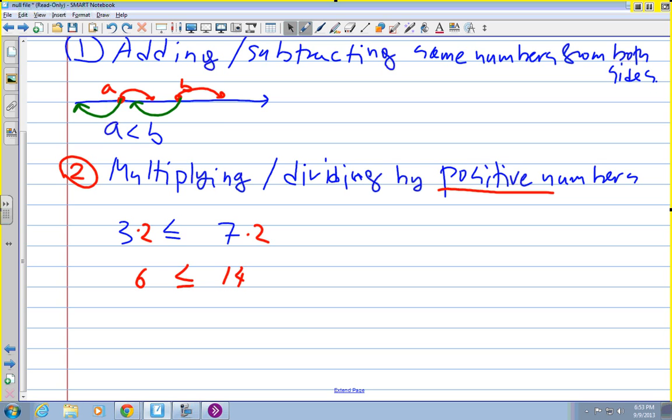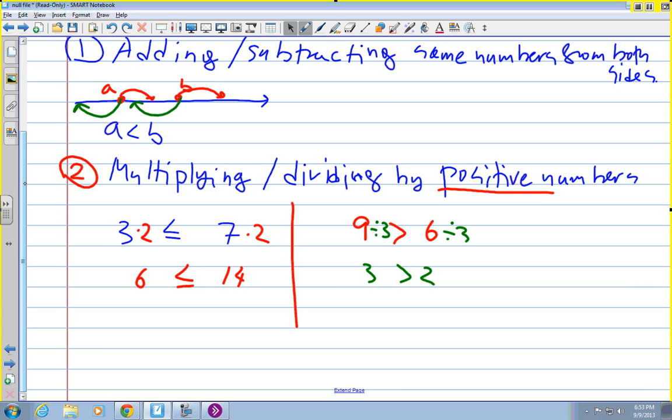Do you agree with that? With the division, kind of the same thing. If I say 9 is greater than 6, and then I just divide both of them by, let's say, 3, I'll get 3 and 2. 3 is still greater than 2. So dividing, multiplying by positive numbers is okay, nothing changes.